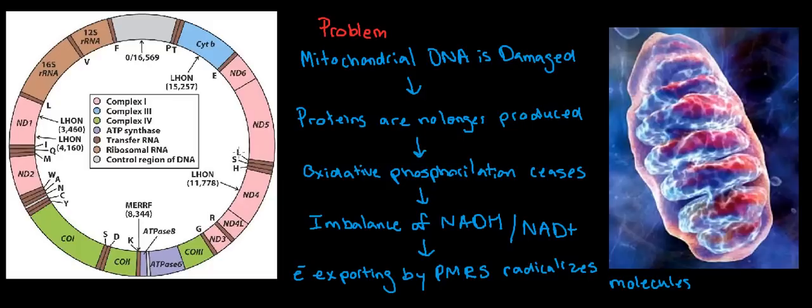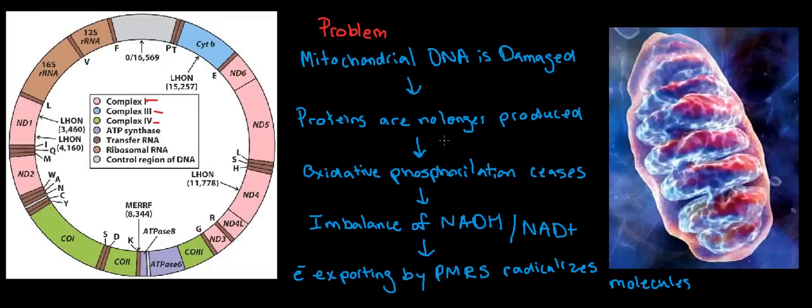The mitochondrial genome codes for specific proteins in the mitochondria, and those are mainly to do with oxidative phosphorylation. Here you can see complex 1, complex 3, complex 4. When this happens, certain proteins are no longer produced, and when these proteins are no longer able to be produced, then oxidative phosphorylation cannot take place because it's missing key components.